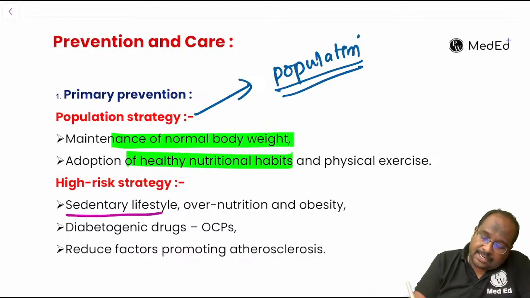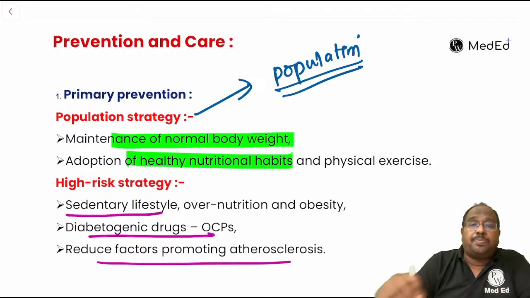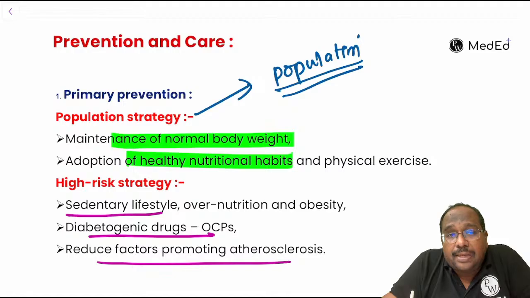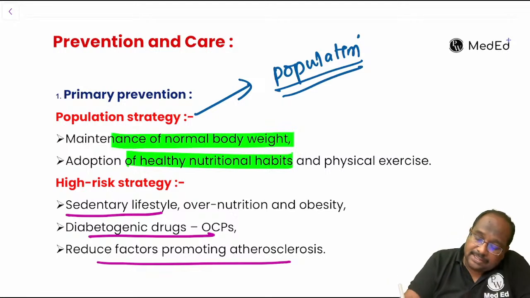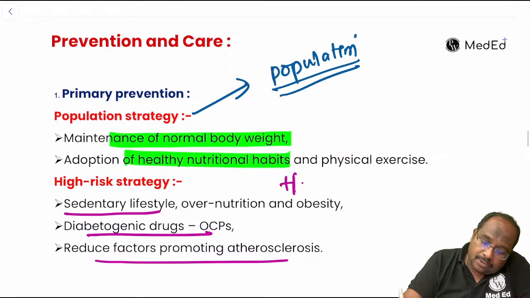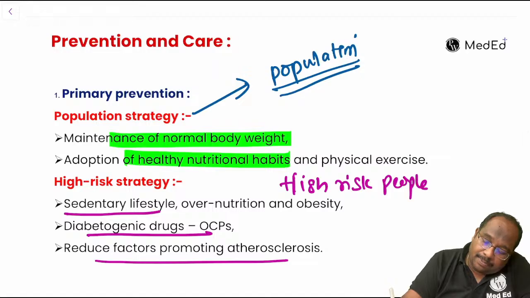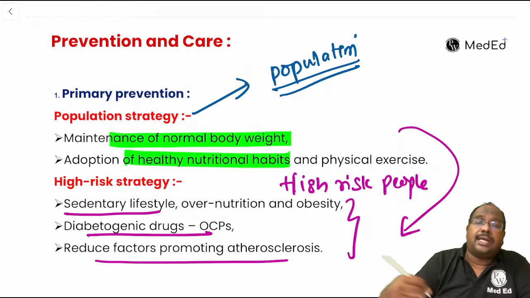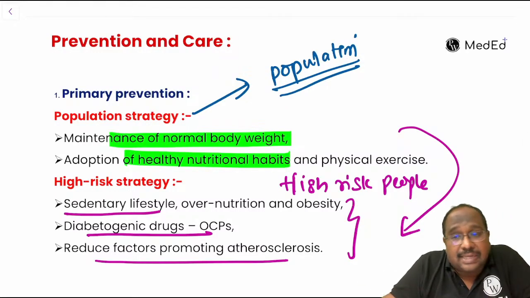Those having a sedentary lifestyle or taking diabetogenic drugs: in those people, you focus on making sure they don't develop diabetes. So this is avoidance of risk factors in high risk people. If you are focusing on these things for high risk people, then it is the high risk strategy.